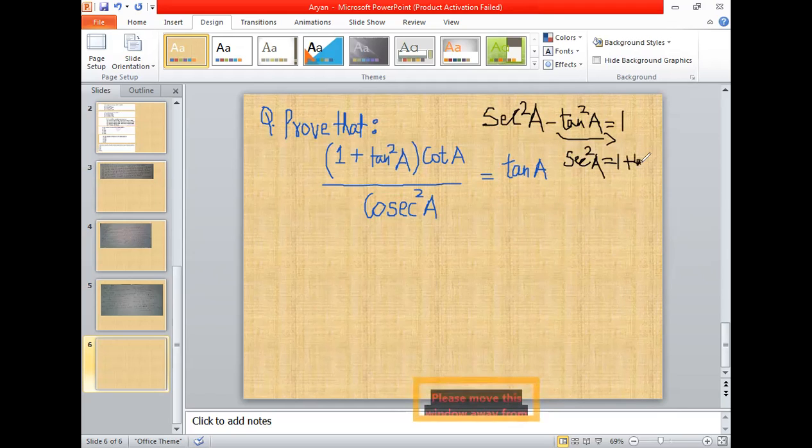Now in place of 1 plus tan square a, you can put sec square a. So this equation becomes sec square a, then into cot a, cot a is given in the question, and in the denominator it's cosec square a.